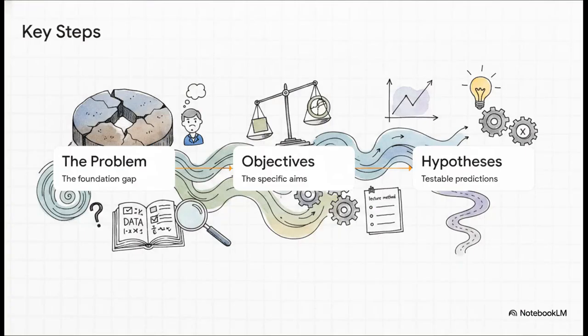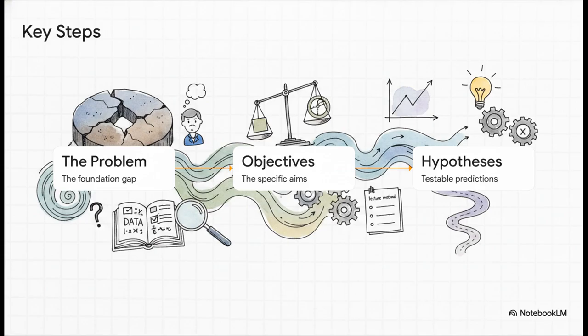Moving on to Section 2, Essential Building Blocks. These are the raw materials we absolutely must define before we even think about pouring the concrete for our study. Everything starts with a very natural chronological progression. Step 1 is the research problem. This is your foundation gap, the specific issue or situation in the real world you actually want to investigate. For instance, maybe you're looking at something like low achievement in mathematics among secondary school students.